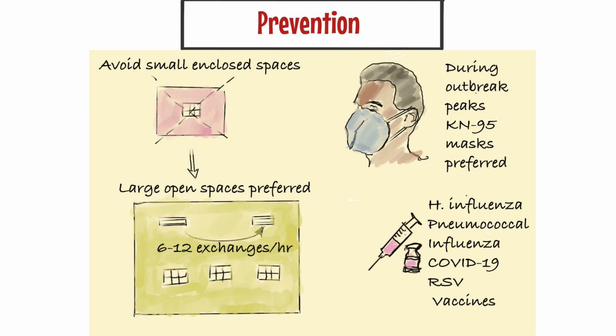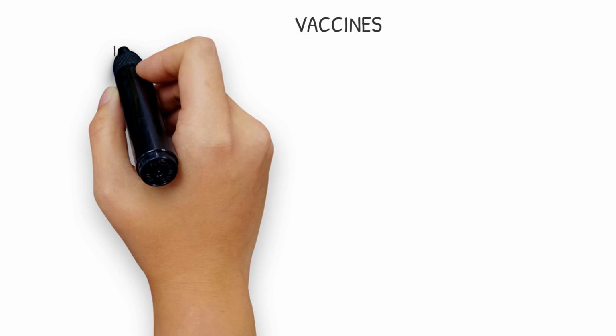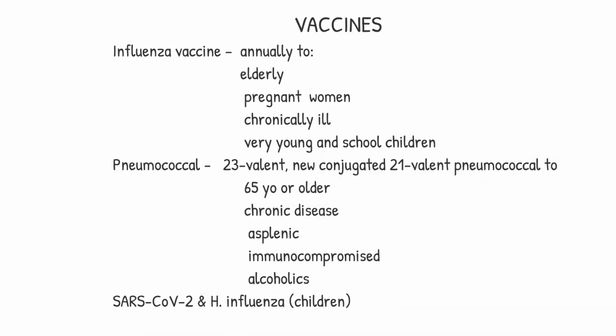We have learned from the SARS-CoV-2 pandemic the importance of avoiding small public spaces. Gatherings should be held in large, well-ventilated spaces with exchange rates of 6 to 12 volumes per hour. When in public during peak activity of these diseases, KN95 masks can reduce spread. And vaccination not only can prevent disease, but also reduce disease severity.